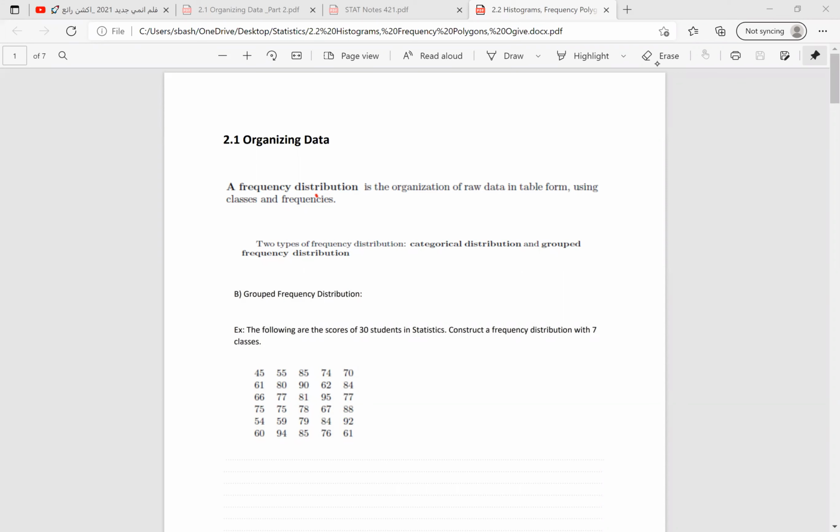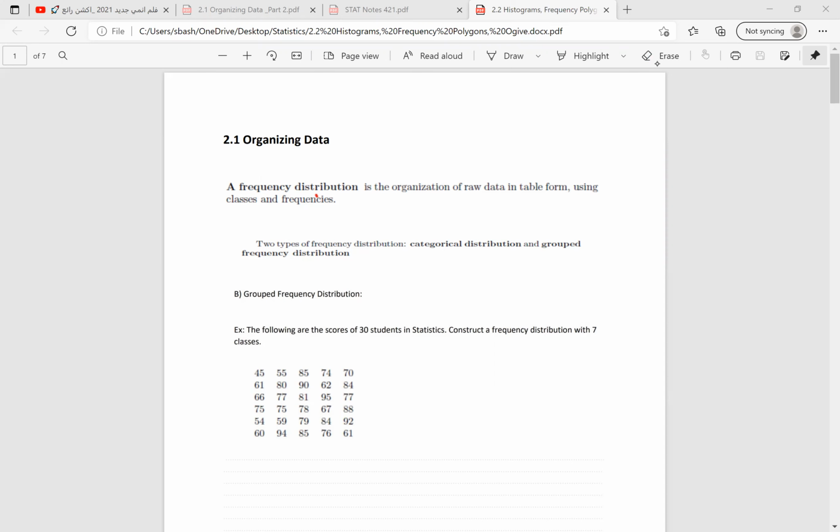In the last part, we spoke about organizing data. We say organizing data, or constructing something called a frequency distribution. It's just a kind of organization of the raw data in table form. And we said that we have two types of frequency distribution. One of them is called the categorical distribution, which was discussed last time. And the second one is called the grouped frequency distribution. And this will be discussed in this part.